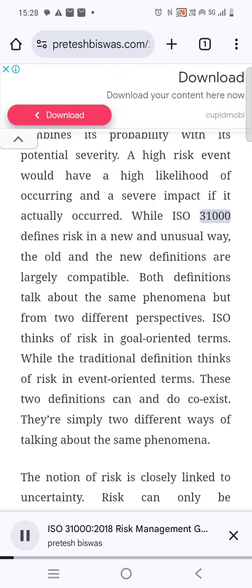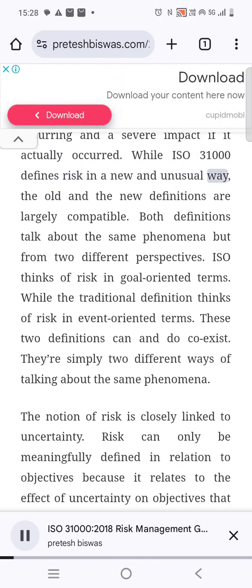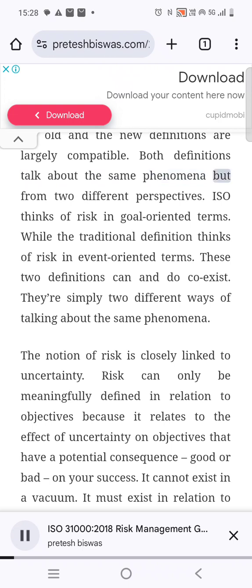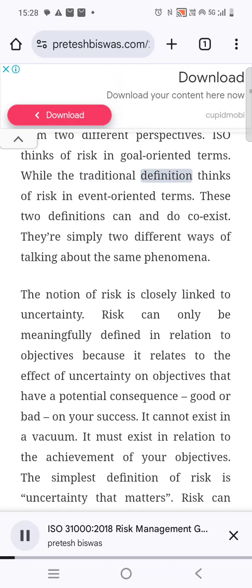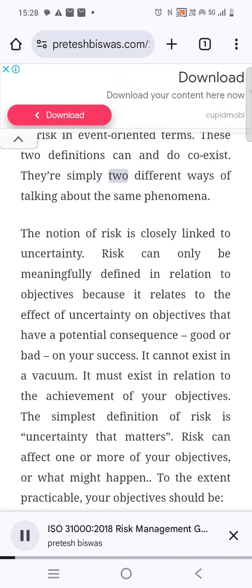While ISO 31000 defines risk in a new and unusual way, the old and the new definitions are largely compatible. Both definitions talk about the same phenomena but from two different perspectives. ISO thinks of risk in goal-oriented terms, while the traditional definition thinks of risk in event-oriented terms. These two definitions can and do coexist. They're simply two different ways of talking about the same phenomena.